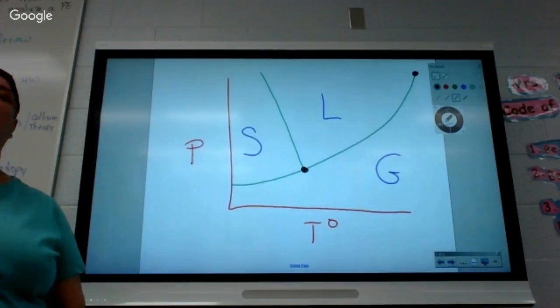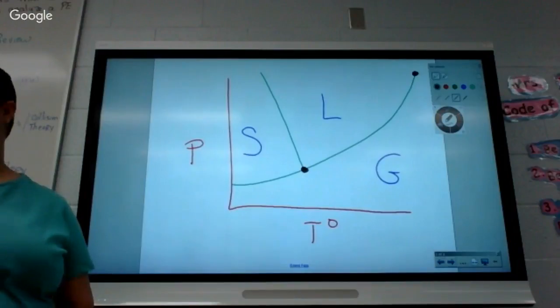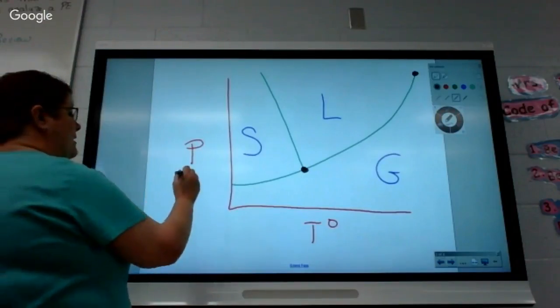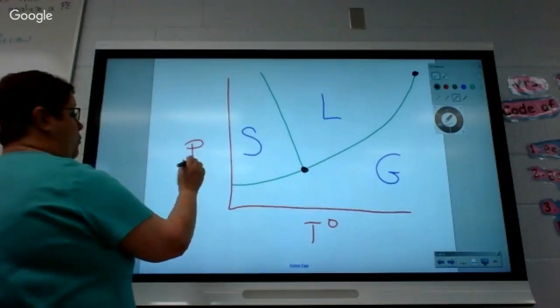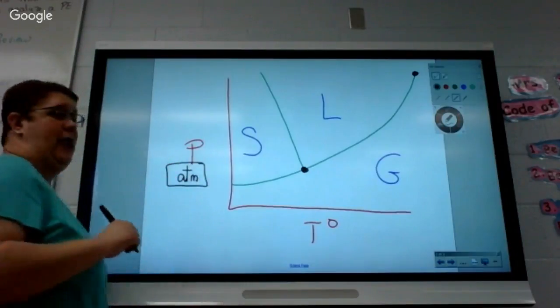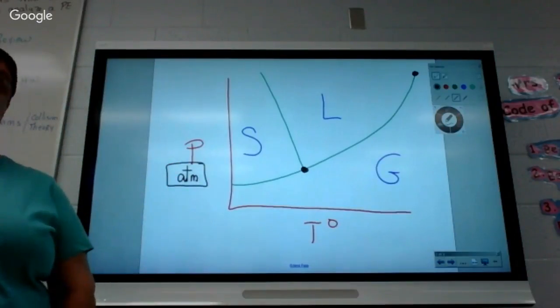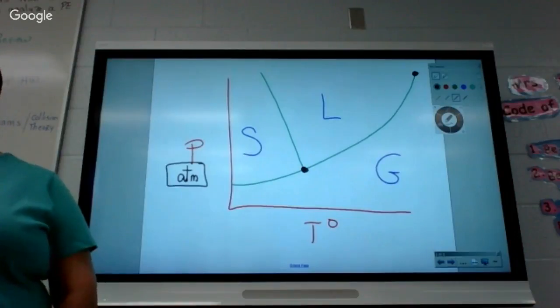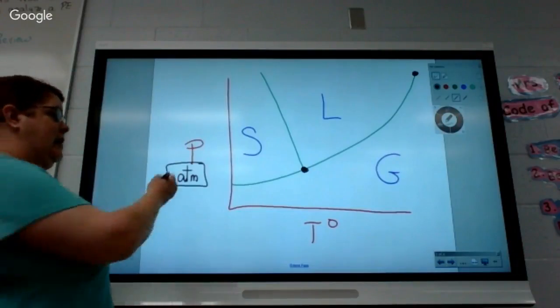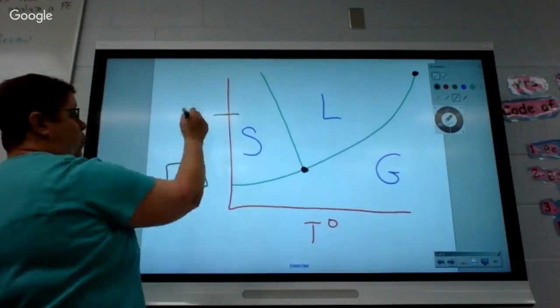Okay, what do I have to draw in first, though? Where does the line have to be at? All right, well, how do you know it's 1? What's that? Standard. There you go. So you said ATM, but that's based on what the pressure is labeled as. Now, if it said torr, what would you put it at? If it said kPa, you'd put it at. All right, so in this case, since you said ATM, I'll make it 1 there.